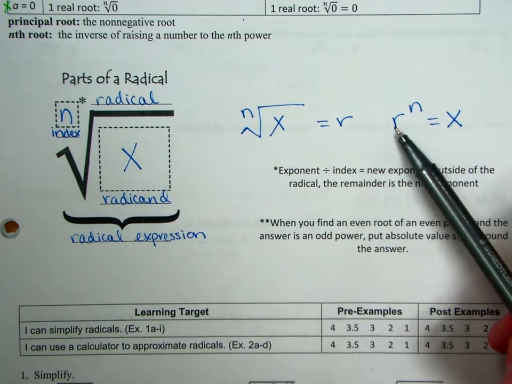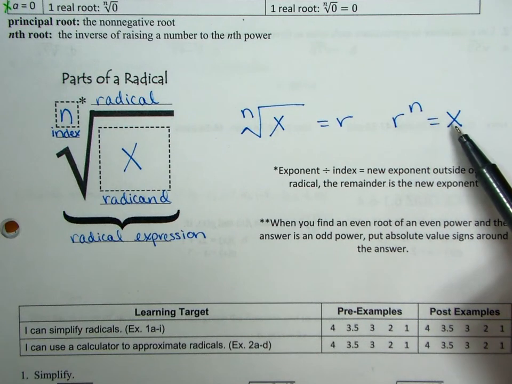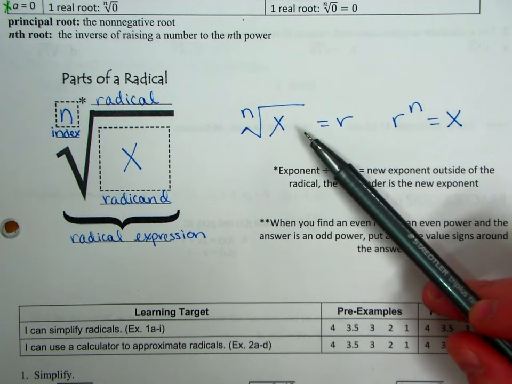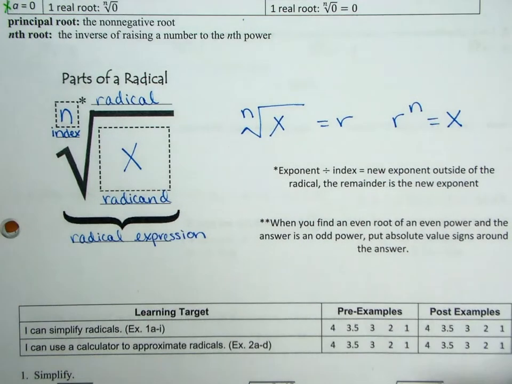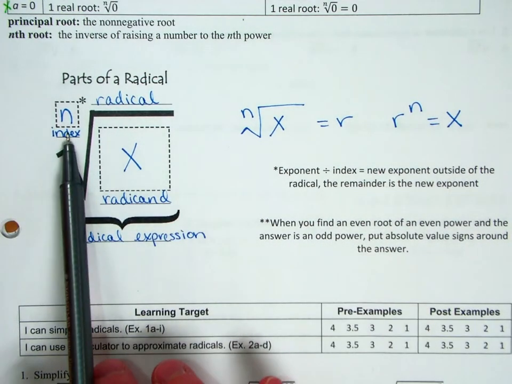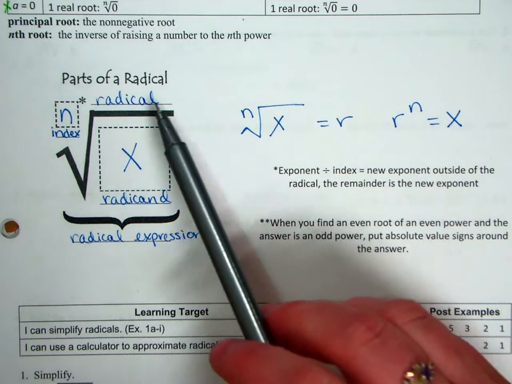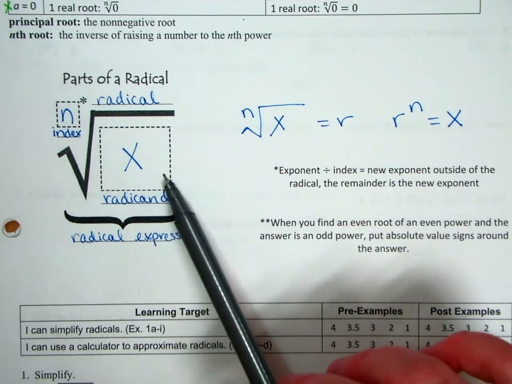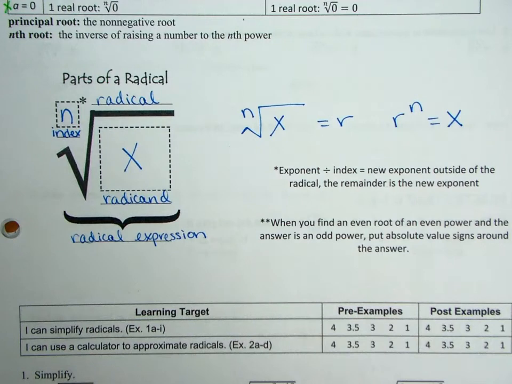So raising a number to the nth power equals an answer. So taking the nth root gets us that number that we raised. So parts of a radical, you have your index. If there is not an index written, it is 2. If it is not 2, then we will denote it by 3, 4, 5, 6, and so forth. You got your radical symbol. You have a radicand, which is underneath. And then this whole thing is called your radical expression.